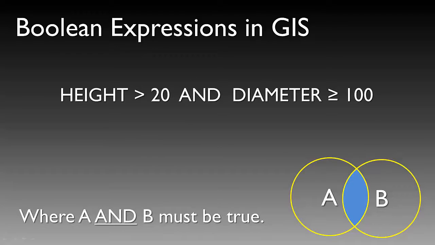Well, a simple query for the statement would be height greater than 20 and diameter greater than or equal to 100. Notice that we use the AND Boolean operator to locate features where both height greater than 20 and diameter greater than or equal to 100 were true.